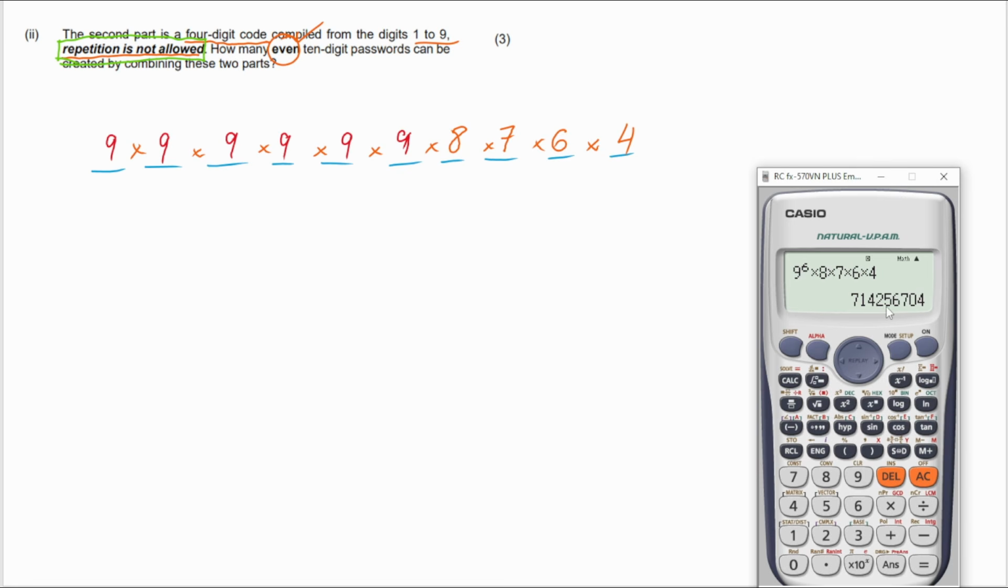You could either write this expression here at the top in your calculator or use this answer over here, which is 714 million. That's a big number. So I'll write it for us.